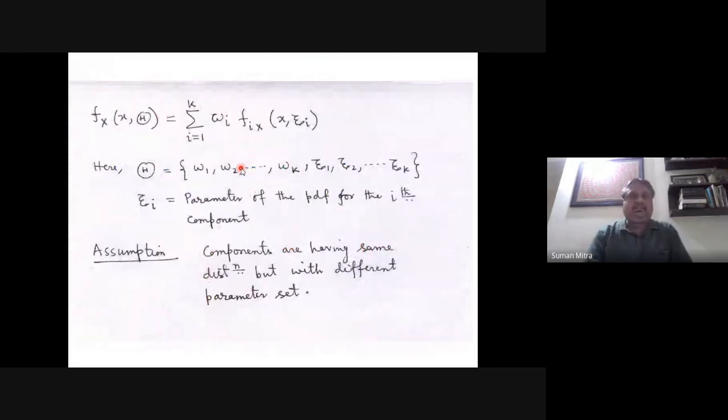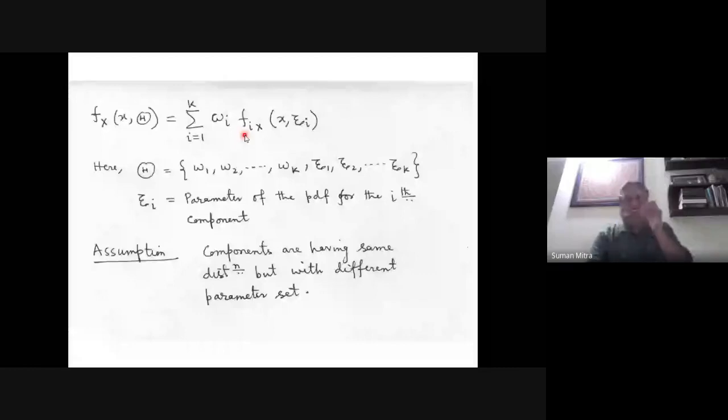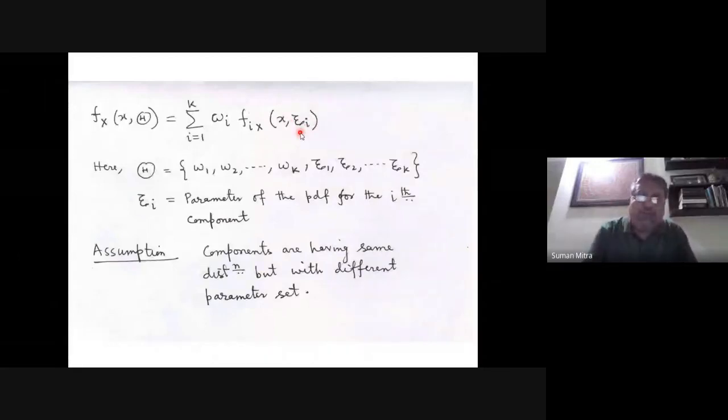So in place of an individual component PDF, we say that xi i is the parameter of the ith component PDF. So we have W1, W2 to Wk, and xi1, xi2 to xik. The xi i are the parameters of the PDF for the ith component, right?